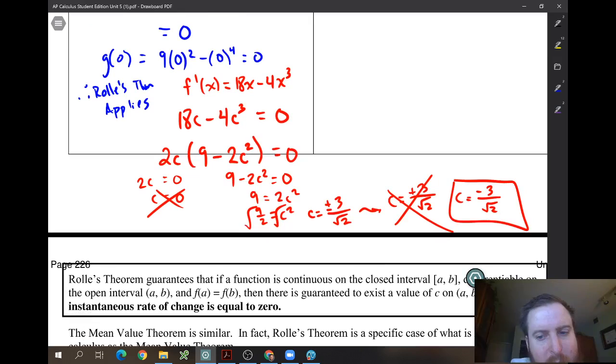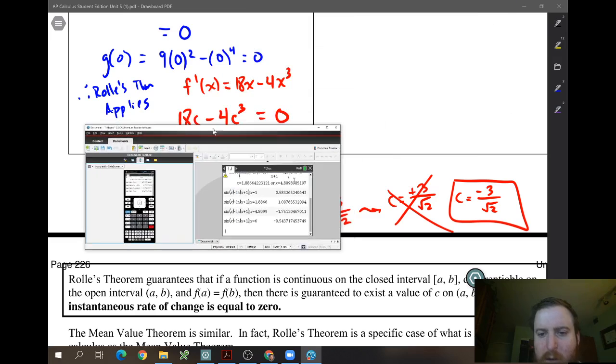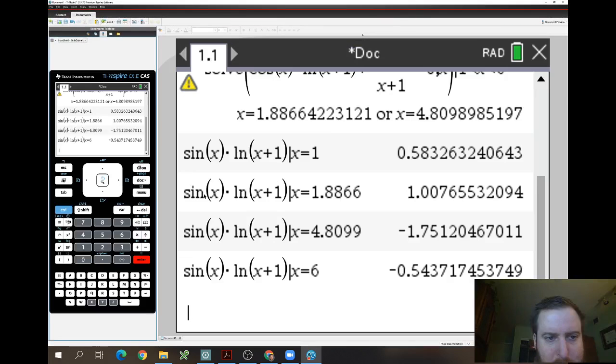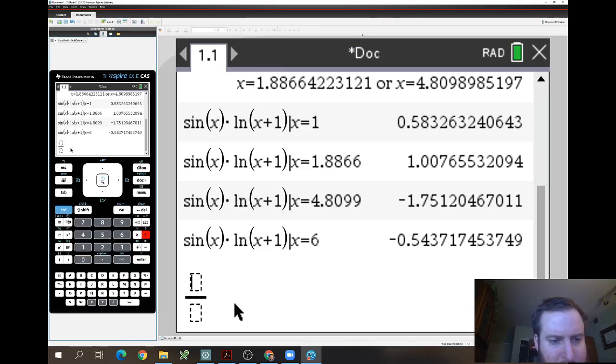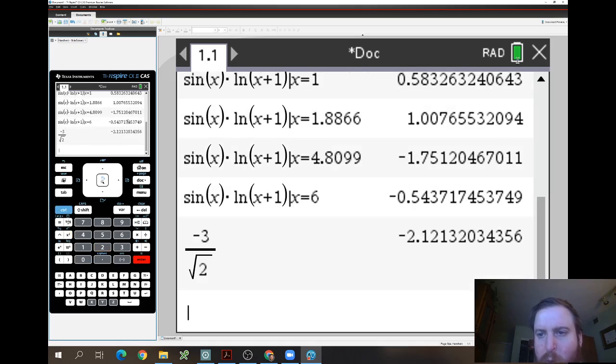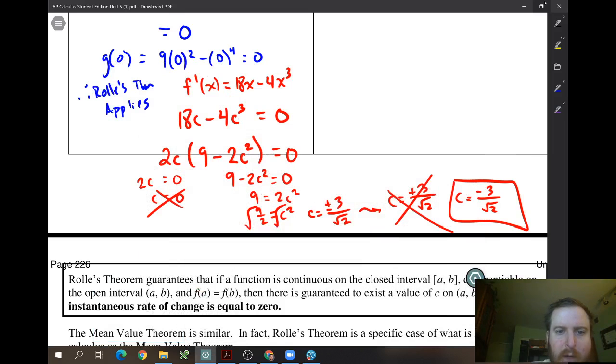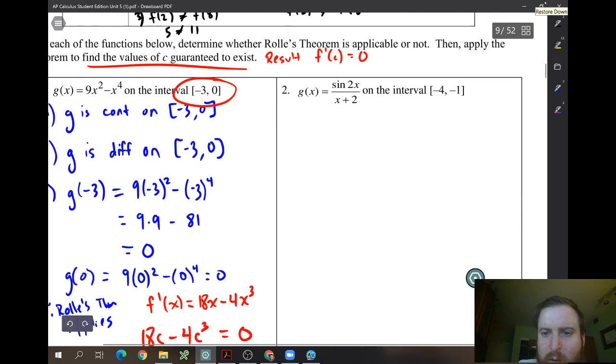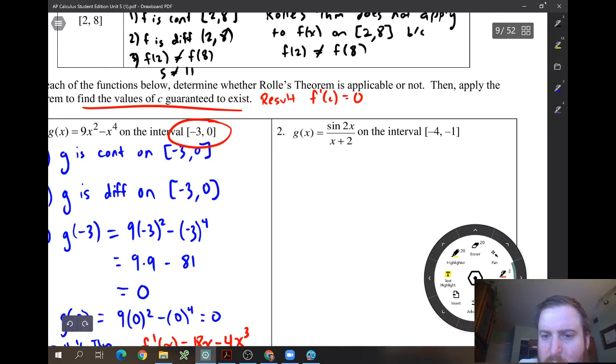You don't actually need to know what the decimal is, because since Rolle's theorem applied, we know we have one value, so we know that value will be within the interval. But if you really wanted to double check it, you could take out your calculator and type in -3 over square root of 2. Hit control enter to make sure you get a decimal. We get -2.1, which is in our interval. So we're good.